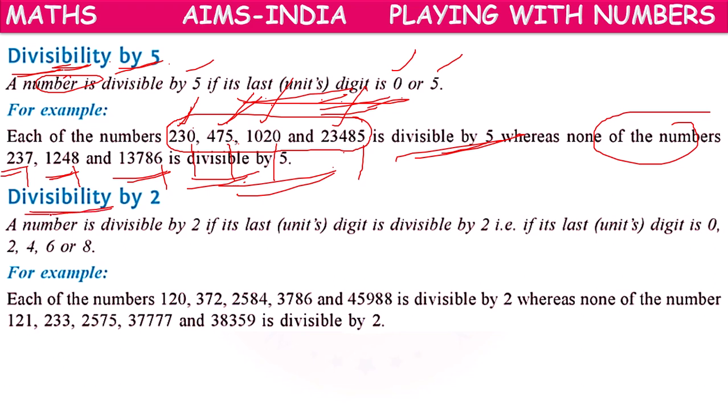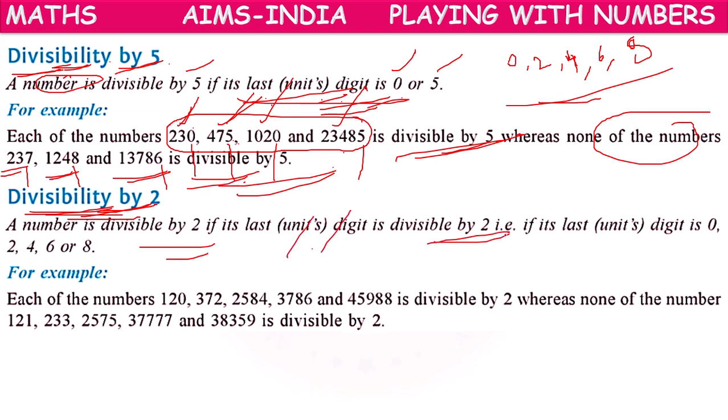Suppose we want to check divisibility by 2. Already we have learned in types of natural numbers that any natural number having 0, 2, 4, 6, 8 in its units place is an even number, and any number divisible by 2 is considered an even number. A number is divisible by 2 if its last digit or units digit is divisible by 2.